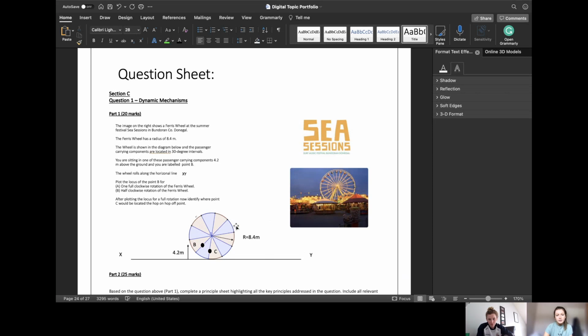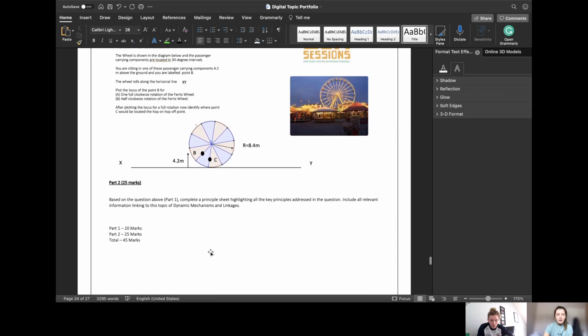Then after you plot the locus for a full rotation, we now have to identify point C, where that would be located, the hop-on, hop-off point. Do you know how you get onto the Ferris wheel and you get off the Ferris wheel? There's always a point. So that's point C.